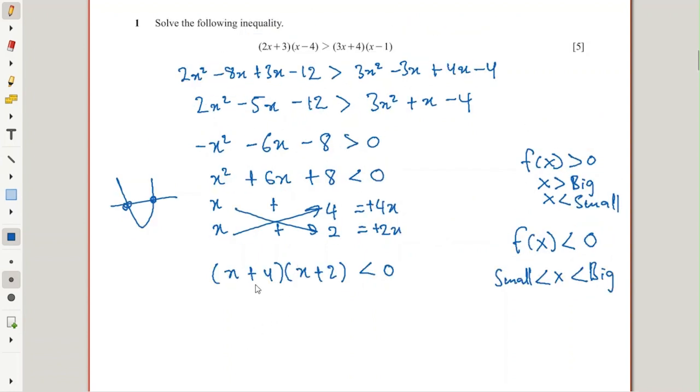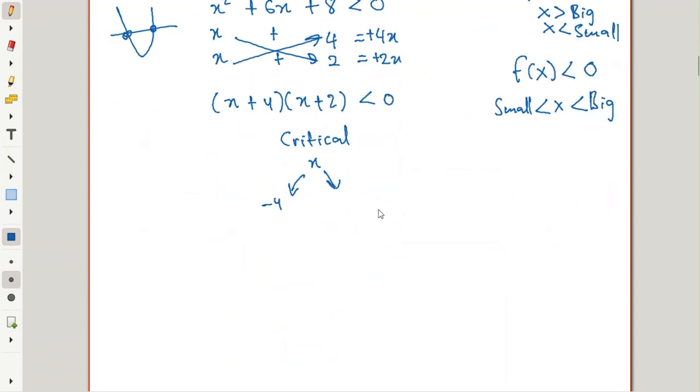So here, I know my critical values are going to be -4 and -2. So if I'm doing my inequality, it's going to be less than, because here is less than. Okay. So the small value here is -4, and my big value is -2.